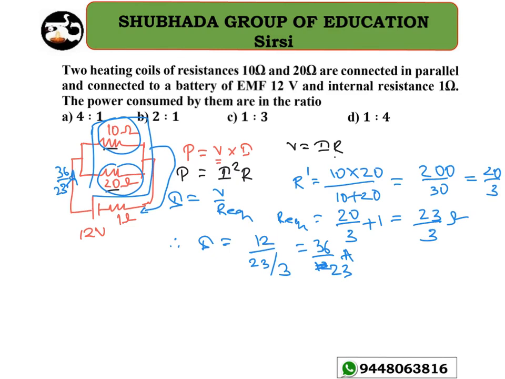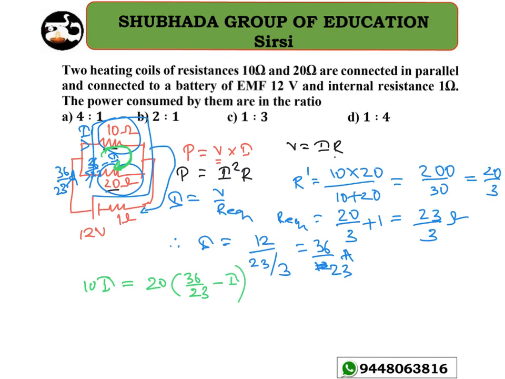Okay, so now say some current I flows here. Here it must be 36 divided by 23 minus I current flowing there. Let me use Kirchhoff's voltage rule for this particular loop. So the current I times 10 must be equal to, because the current direction is opposite here, 20 into 36 divided by 23 minus I.